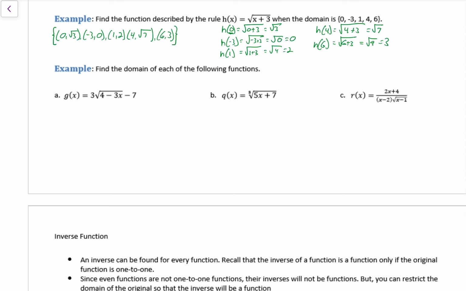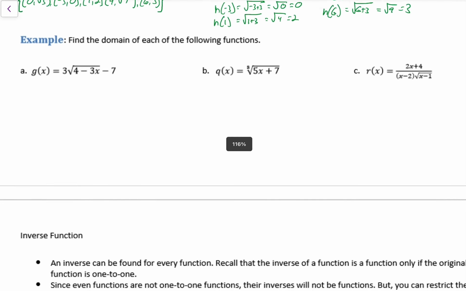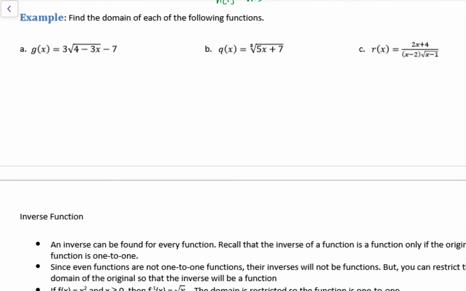All right, on this next section, it says find the domain of each of the following functions. So domain, we mentioned this a little bit before, but when we have a square root function, you cannot take the square root of a negative within the real numbers. And so we have a square root here, and really this can't be negative. So in order to find the domain, it has to be 0 or positive.